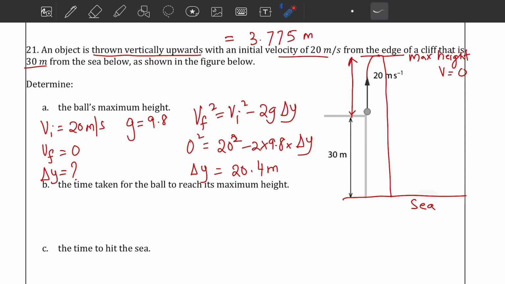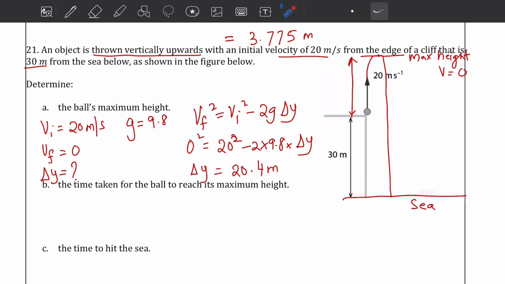So remember, this 30 meter is not the maximum height. This delta Y is for the whole journey, so it's the total displacement. It's not the maximum height, which we'll be using maybe for part C. But part A is asking for maximum height, so we want to find how much distance the ball covered from its initial position to the maximum height. And at maximum height, velocity will be 0.